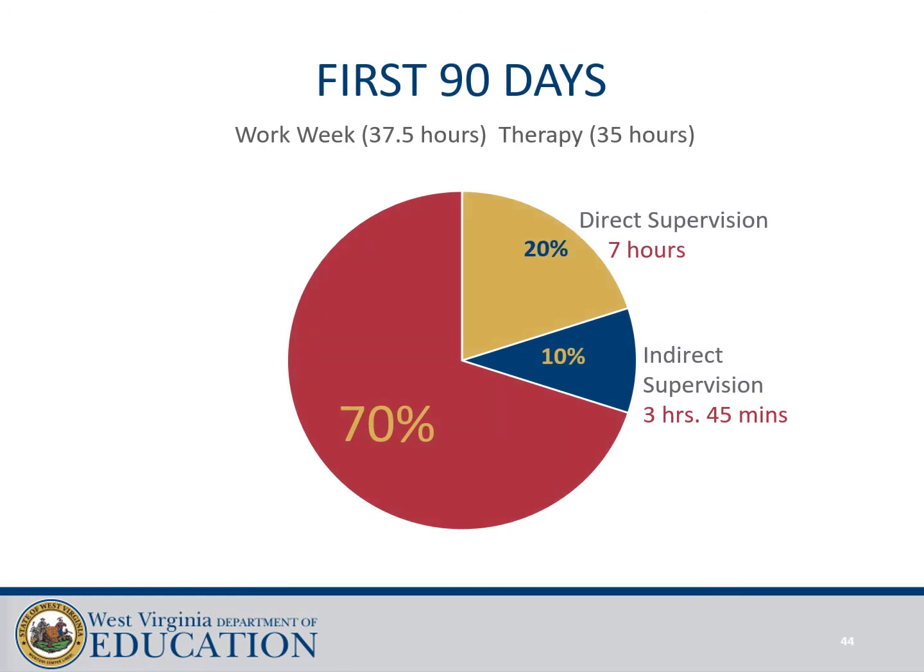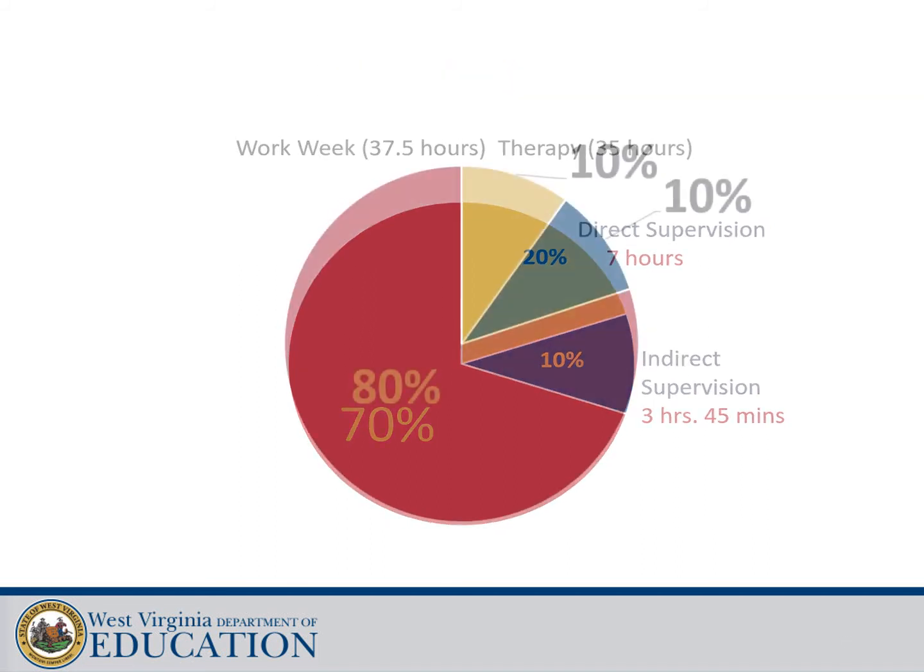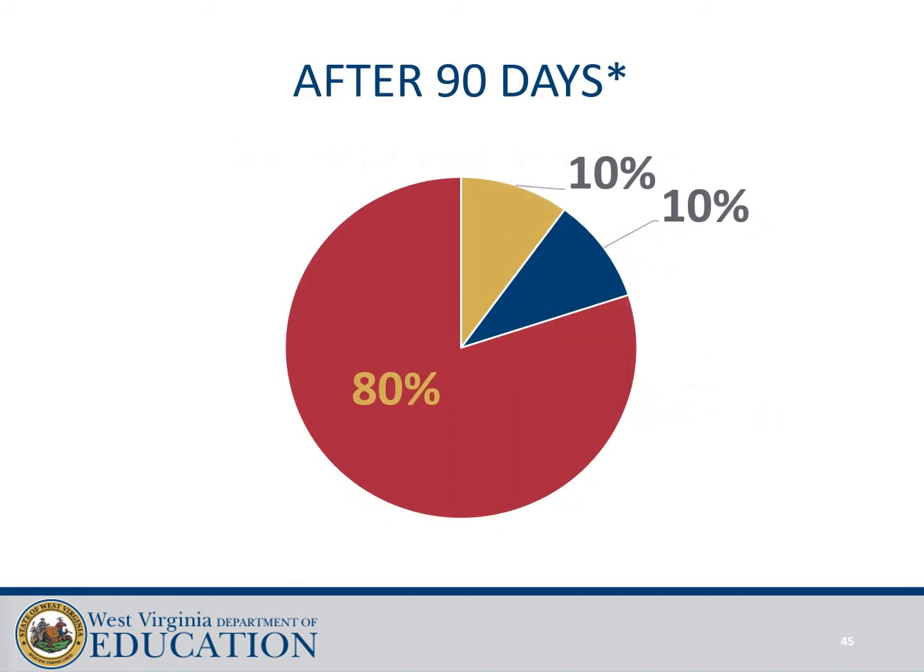So during the first 90 days of, let's say, 35 hours of direct therapy per week, the SLP would supervise the SLPA about 7 hours to reach the 20%, and 3 hours and 45 minutes for indirect supervision, or 10%. After 90 days, the amount of direct supervision can be reduced to 10%. So then it would be 10% direct supervision and 10% indirect supervision.